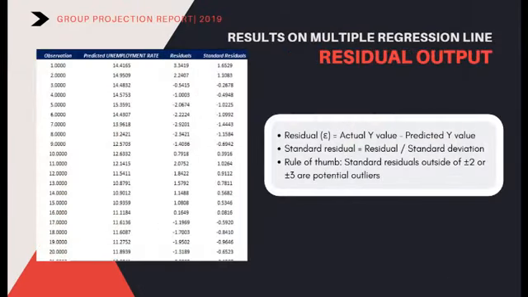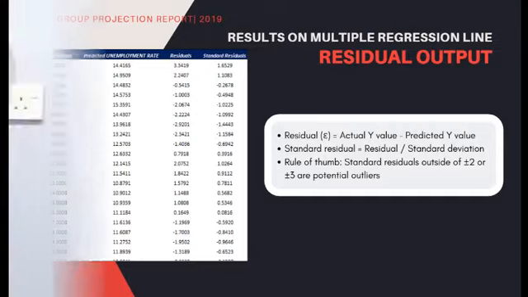Next is the residual output. Basically, residual is equal to the actual y value minus the predicted y value. While for the standard residual, the residual is divided by the standard deviation. Rule of thumb, standard residuals outside of plus minus 2 or plus minus 3 are potential outliers. Based on the table, we can see there are some outliers there.